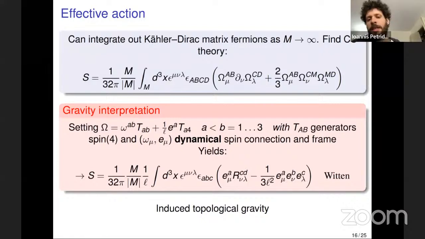But if I think about it in terms of a lattice, then yes, these effects will be more pronounced. Okay. Let's see.